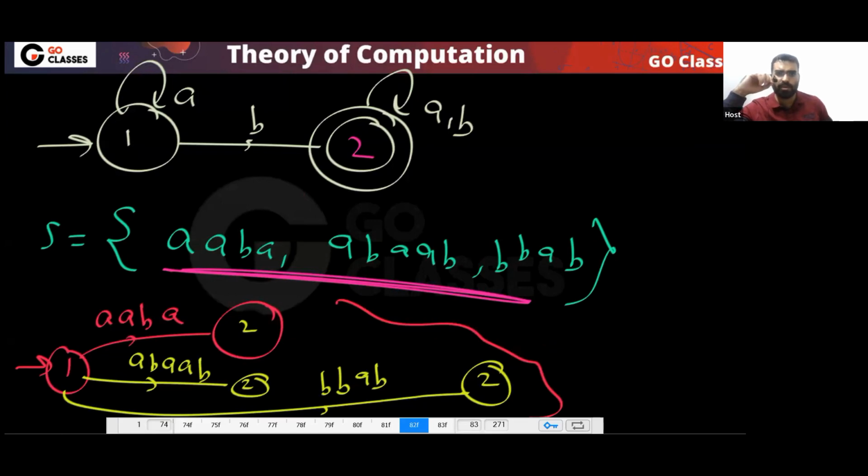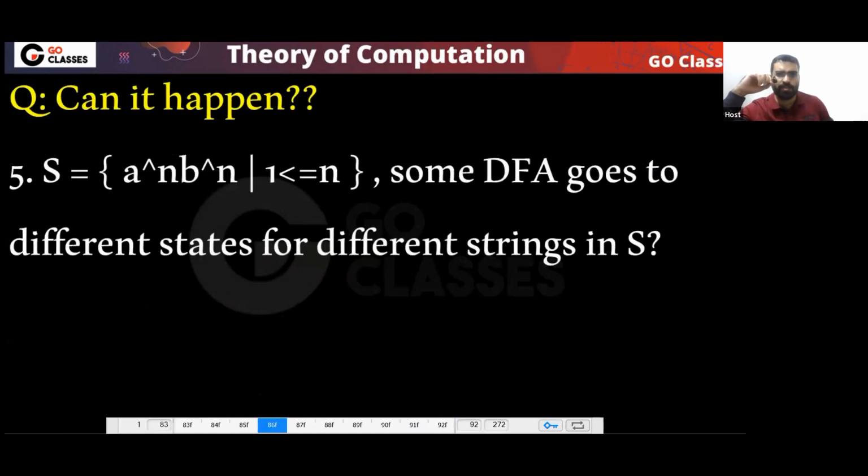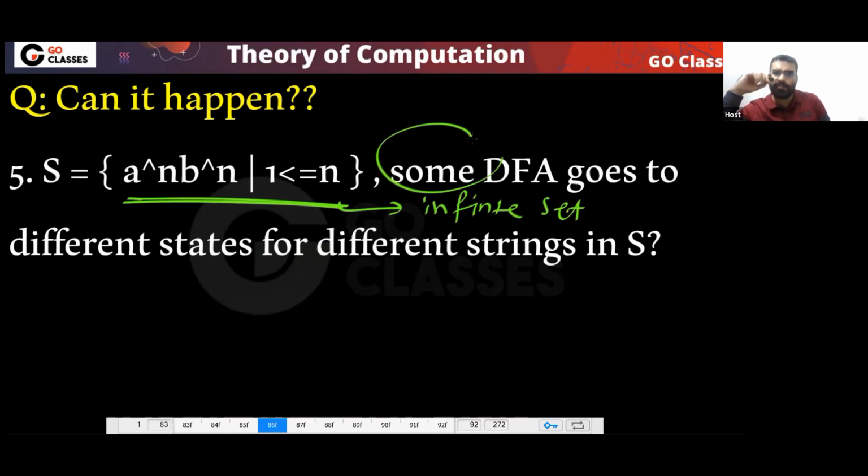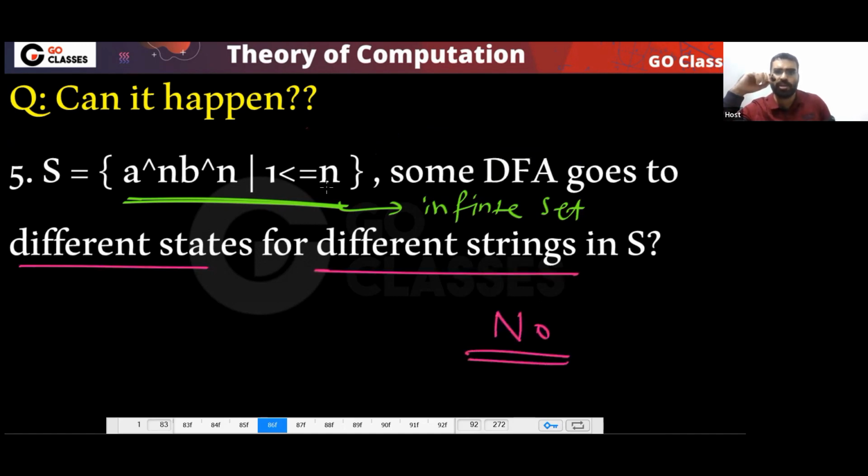Okay, is this clear? What about this one? Is this possible? A power n, B power n. This is an infinite set. So can you create some DFA such that these strings will go to different states? So the answer is no. This is not possible. You cannot create a DFA.